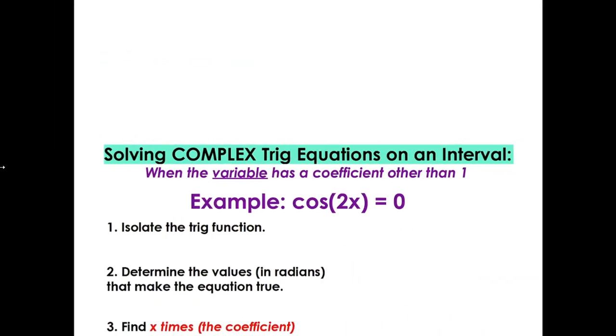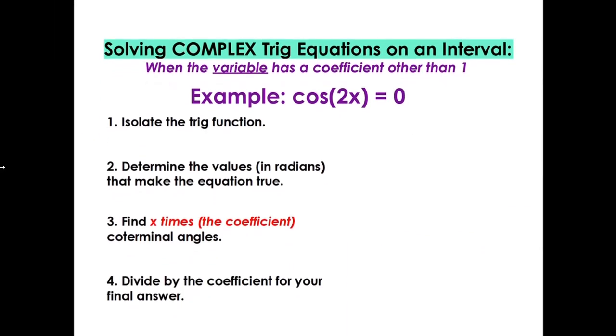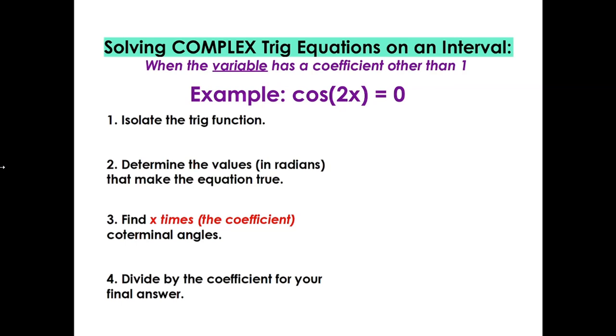yesterday's lesson. So when solving complex trig equations, that's when you have the variable inside the trig has a coefficient other than 1, like this example, cosine of 2x equals 0. So today we're just going to solve this one as we go through the steps and then talk about what to do whenever that happens. So the first step is the same, isolate the trig function, and it's already isolated. So the 2's inside of it, we can't get rid of it as it is.